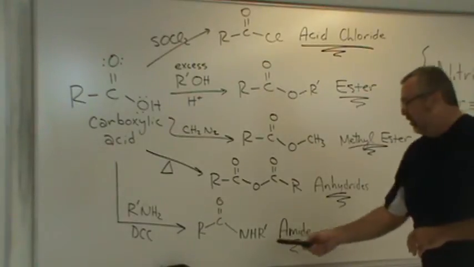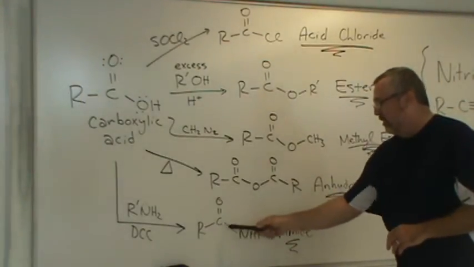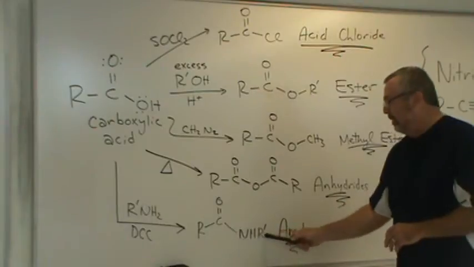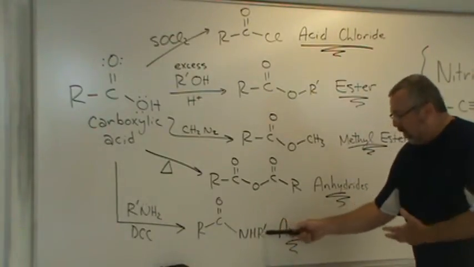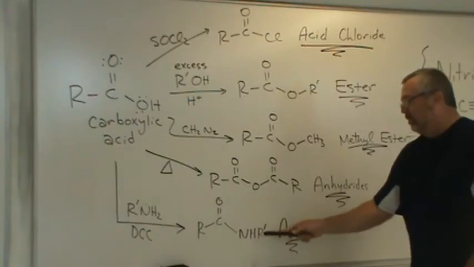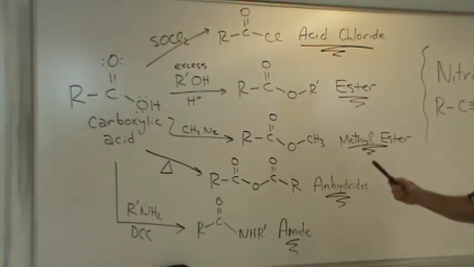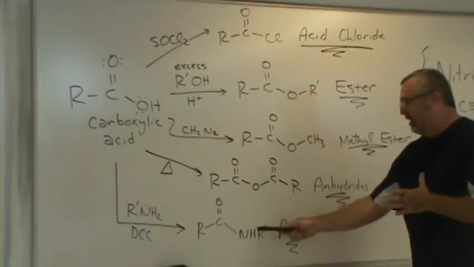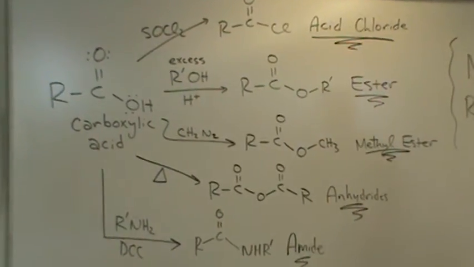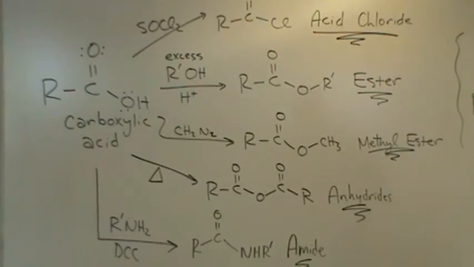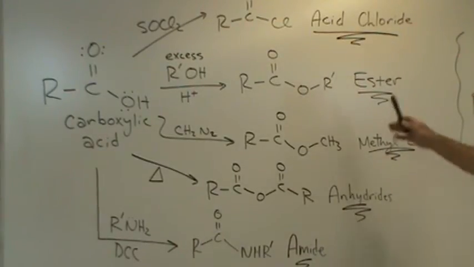Now I'm showing this as a secondary amide because this nitrogen is attached to two carbons, but this could be an NH2 ending, it could be NHR' like we've got here, or it could be two R's, NR' taken twice. All of those would be examples of amides. So we can have primary, secondary, or tertiary amides. So there they are. Those are the main carboxylic acid derivatives that we're going to spend some time talking about today.